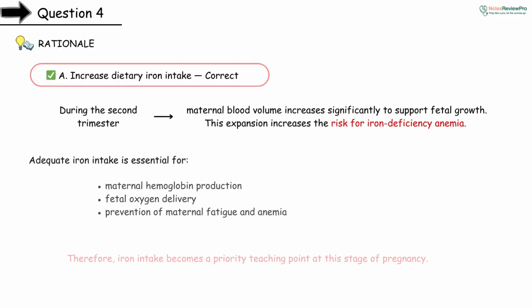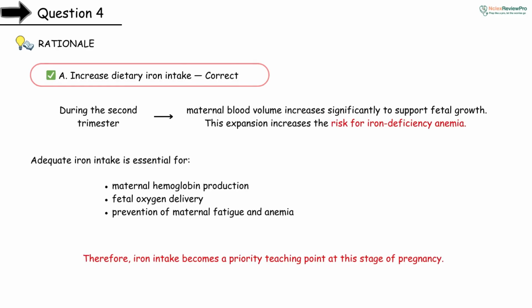Let's break down why this is correct. At 16 weeks, the client is in the second trimester, and here's the key physiologic change. Maternal blood volume is increasing significantly to support fetal growth. As blood volume expands, the demand for hemoglobin increases, and that means the demand for iron increases. If iron intake is not adequate, the client is at risk for iron deficiency anemia, which can affect both maternal energy levels and fetal oxygen delivery. So at this stage, increasing dietary iron intake becomes a priority teaching point.